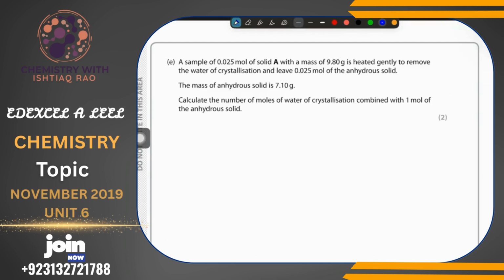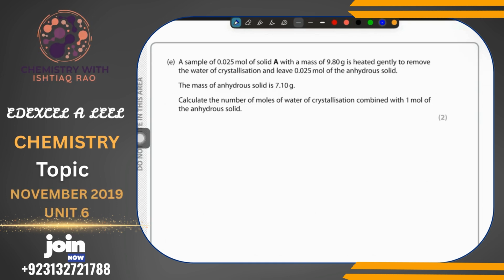So the mass of water is 9.8 minus 7.1, just 2.7 grams. And then what's the answer?